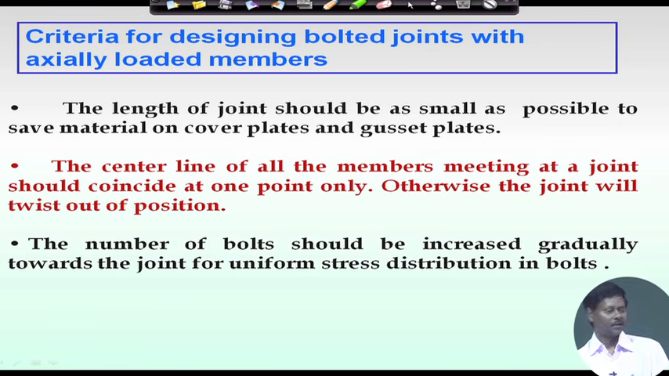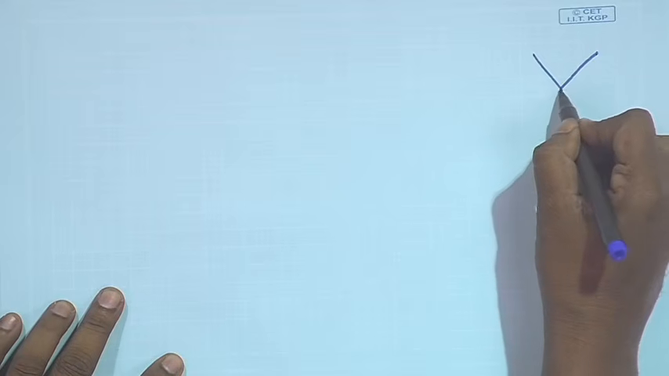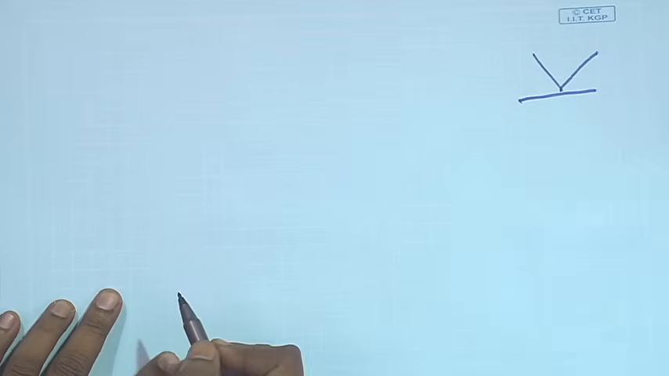And certain criteria we have to remember for designing the joint under axially loaded members. First of all, the length of joint should be as small as possible to save material on cover plates and gusset plates. Say for example, we have a gusset plate connected with different type of members. Say for example, a truss member is connected like this.